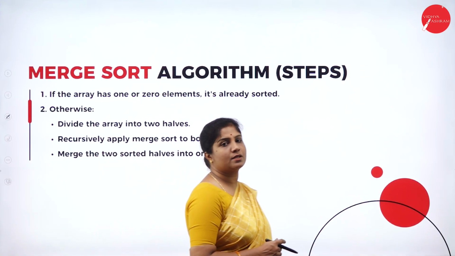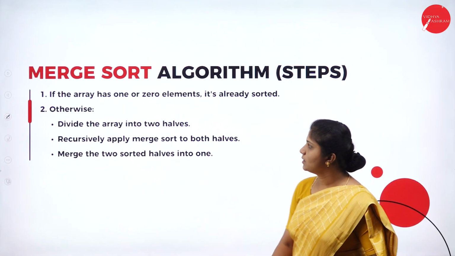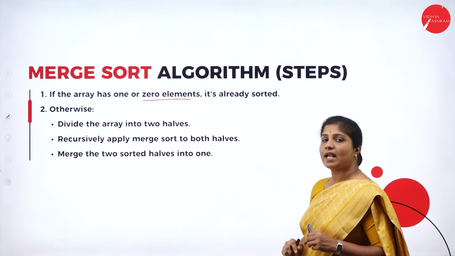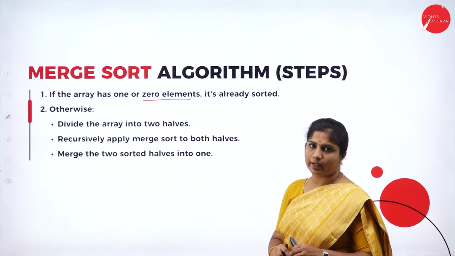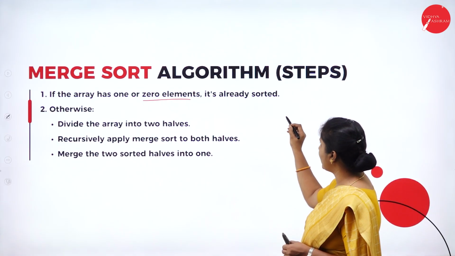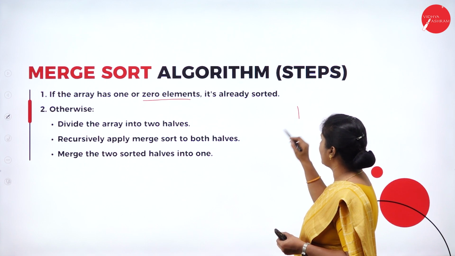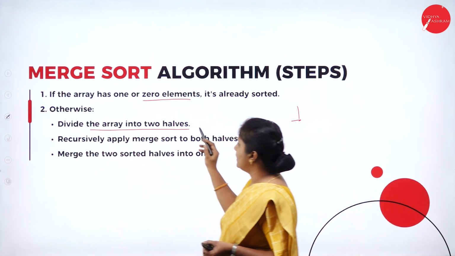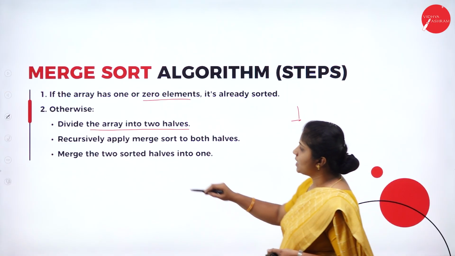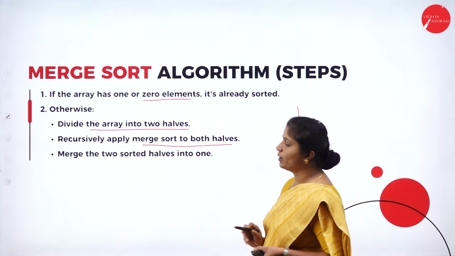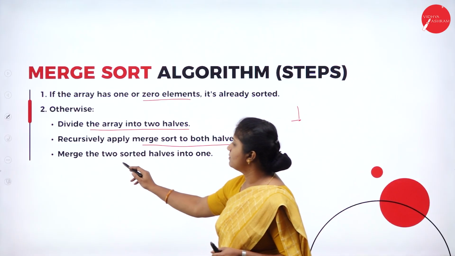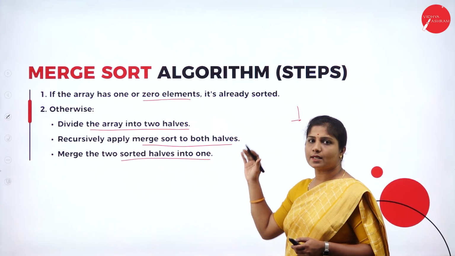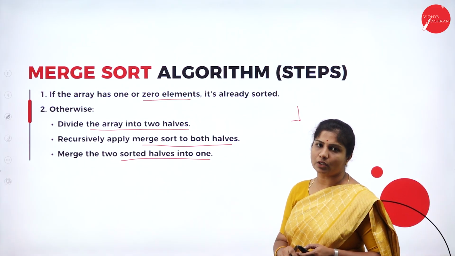So what steps does the algorithm follow? If the array has 1 or 0 elements, then we can say it's already sorted. If the array contains only one element, hence we can say it's already sorted. Otherwise, we need to divide the array into two halves. Recursively apply merge sort to both the halves, then merge the two sorted halves into one. Okay, these are the steps we need to follow in the merge sort algorithm.